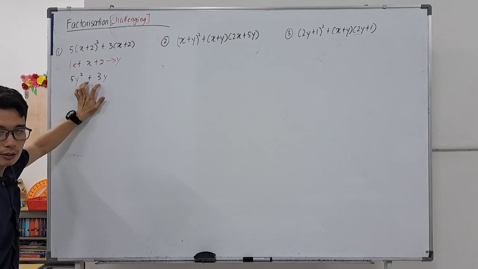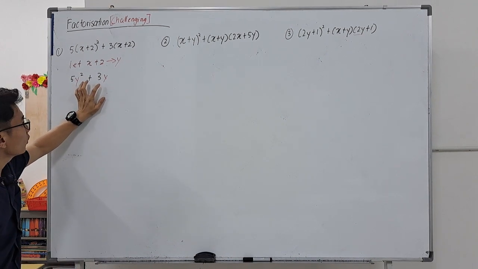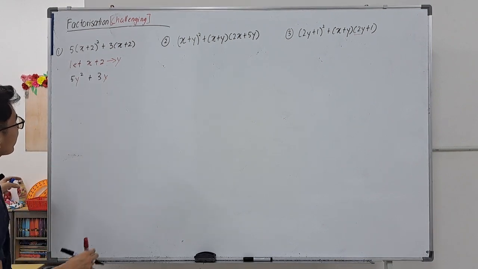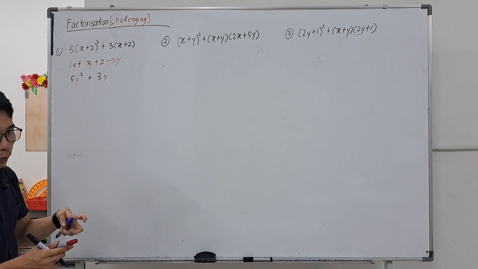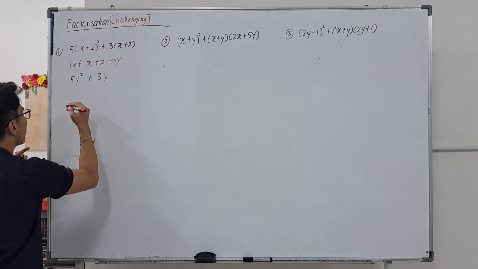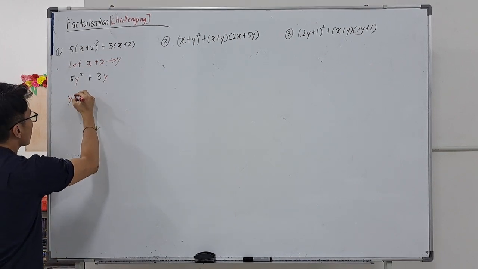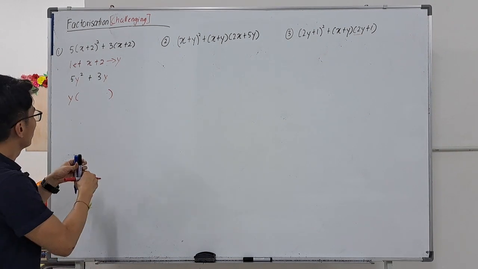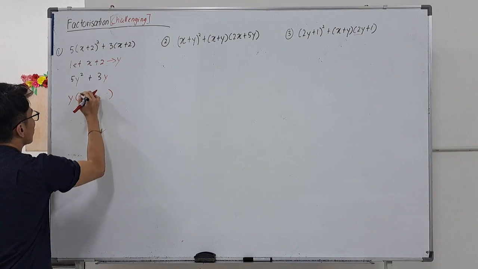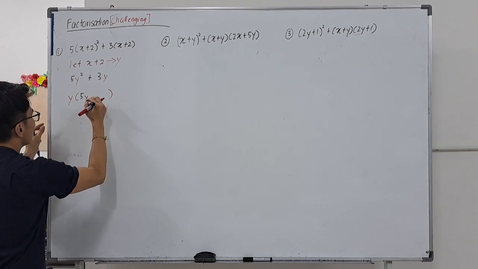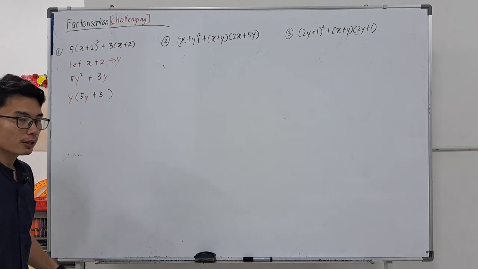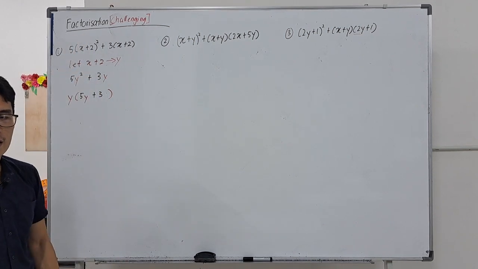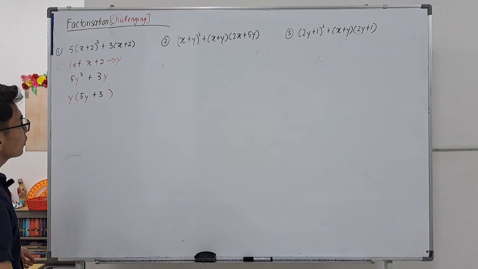If you take a look at this expression, there is something common that you can extract out. What's the thing I can extract out? That's going to be the y. If I take out one y over here, what's left in my bracket? That's 5y plus 3. Agree? So what have I done over here? I have factorized it.